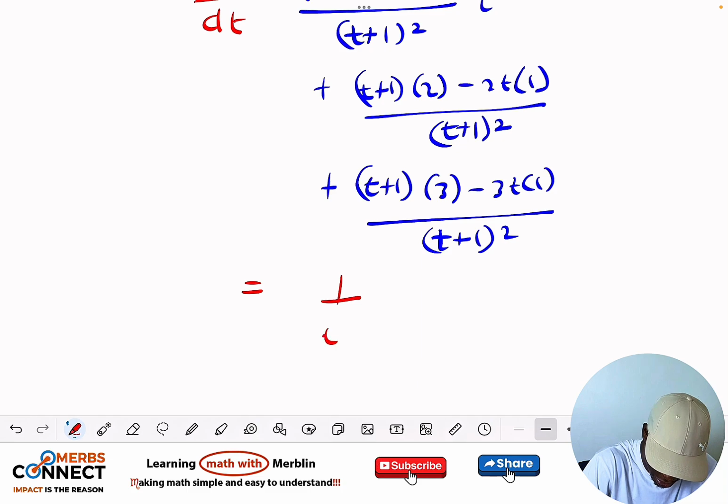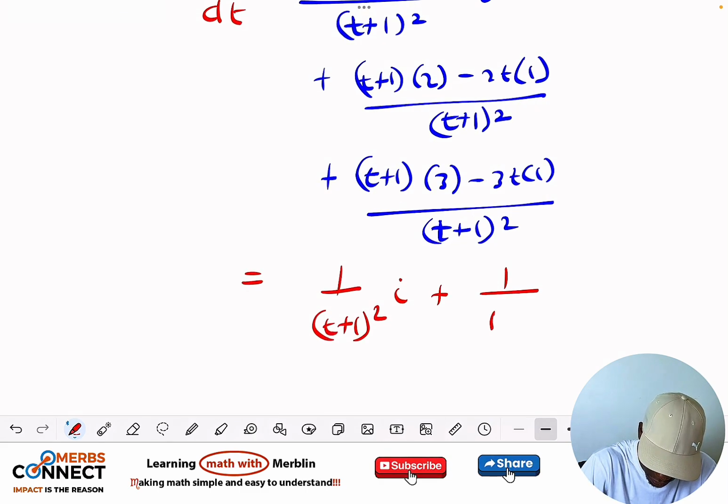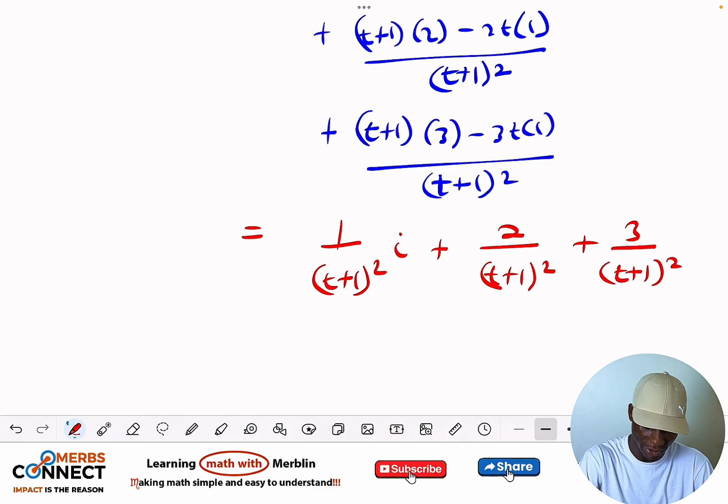When I simplify this, t will cancel t, so I'm going to have 1 over t plus 1 all squared i. Plus, when I simplify this, 2t will cancel 2t, so I'm going to have 2 divided by t plus 1 squared. This one's supposed to be 2. And when I simplify, the 3t cancels 3t, so I'm going to have plus 3 divided by t plus 1 squared. So this is what I'm going to get for velocity.